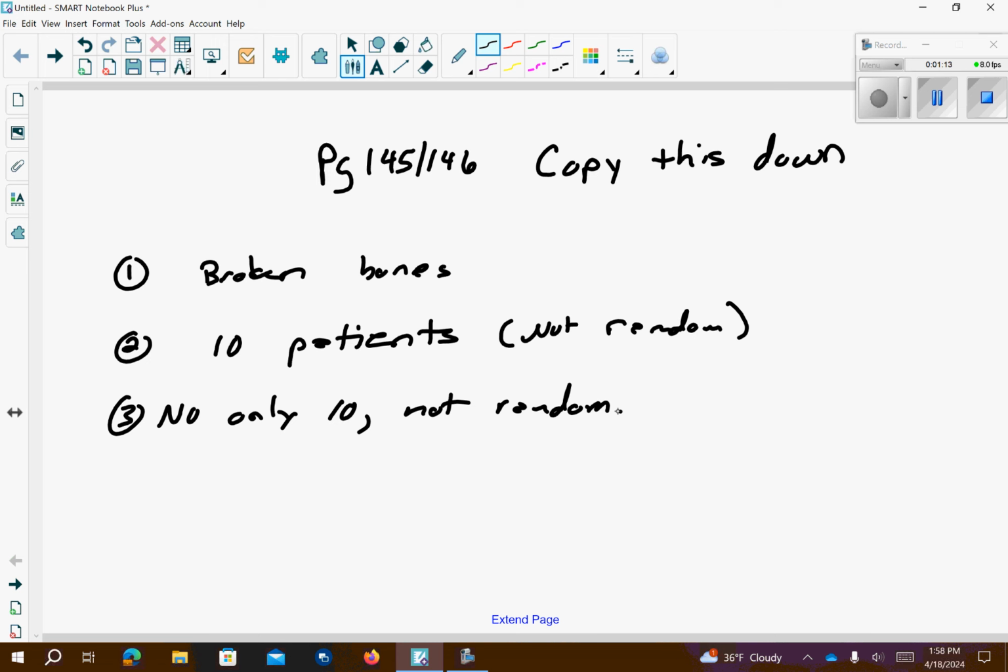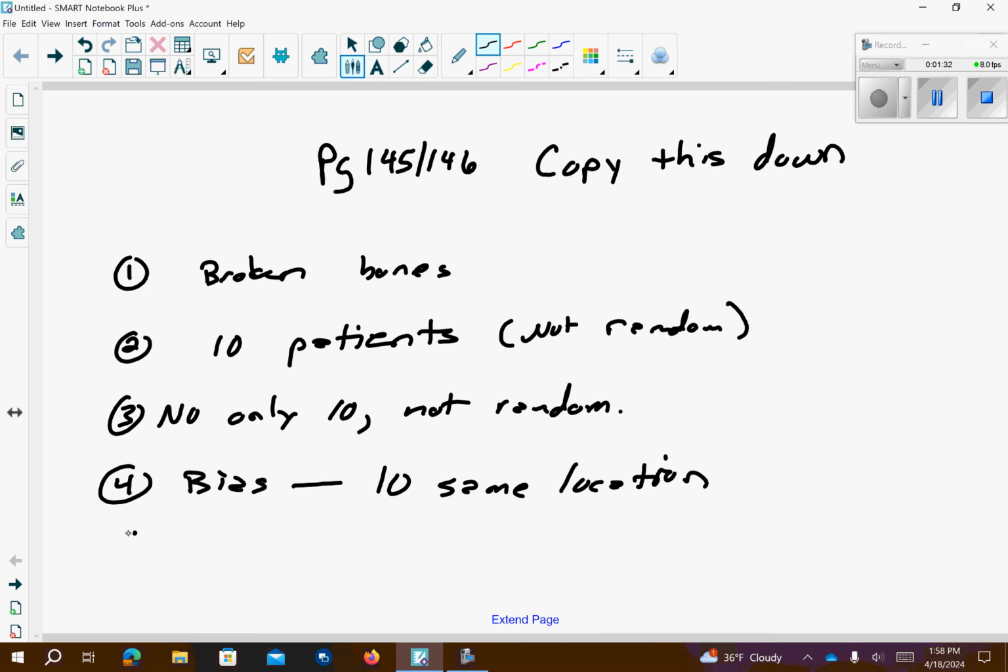Does this study suffer from bias? Yeah. We have huge bias here. 10, same location. That's not good. That'd be like saying everyone in the mountains with a broken bone goes through this. That doesn't mean anybody else.